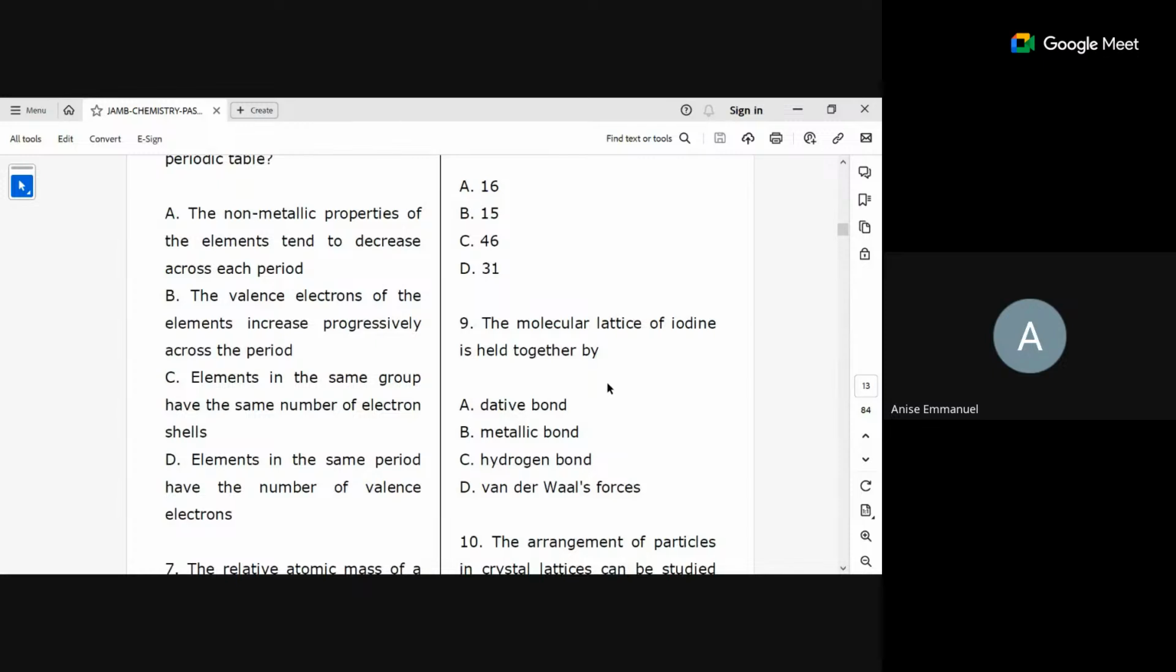Number 9. Iodine crystals. Iodine. It is a very weak. It's like when we're talking about different. Okay, let's quickly talk on this.